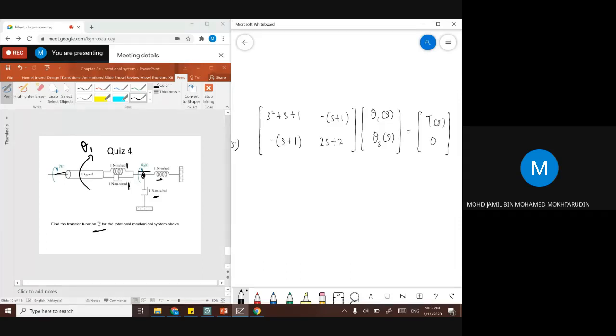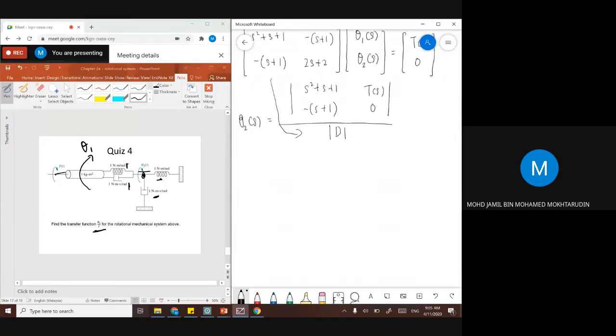Okay, so after this, you are required to find theta 2 over t. So basically, you need to find theta 2, okay? So theta 2 equals determinant s square plus s plus 1 minus s plus 1, T 0, over determinant ni. Tulis saya. Tulis tau, jangan tak tulis.